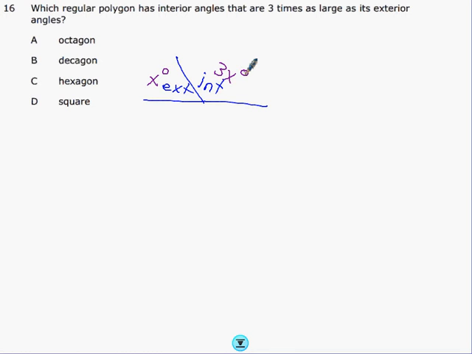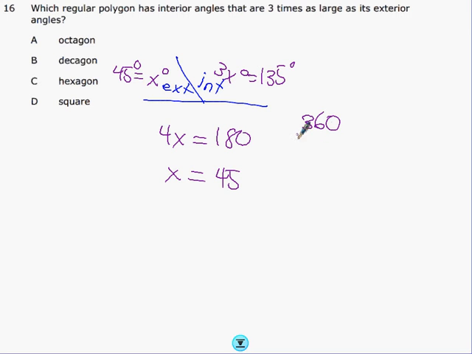Okay. This angle plus this angle is 4x, and they're a linear pair, so they equal 180. So x equals 45 degrees. So this is 45 degrees on the exterior angle and 135 degrees on the interior. How many sides does this have? Well, again, what we did on the last page, we said 360 degrees exterior every time. And if one of those is 45, I just divide, and I find that the number of sides is 8. The number of angles is 8, and therefore this is an octagon.